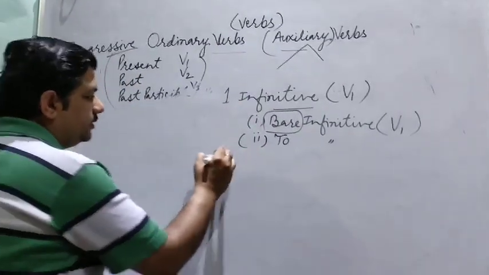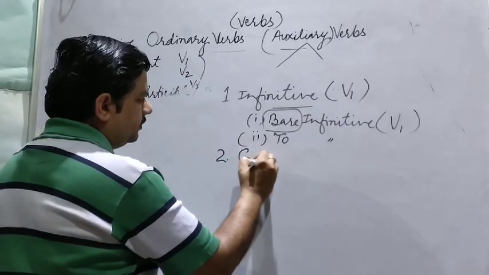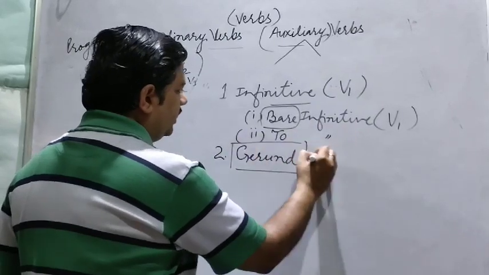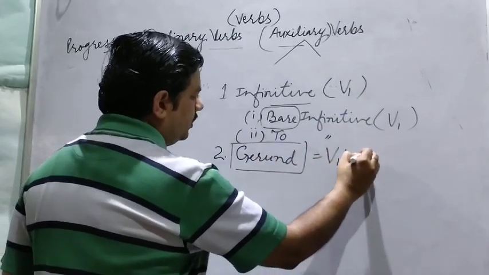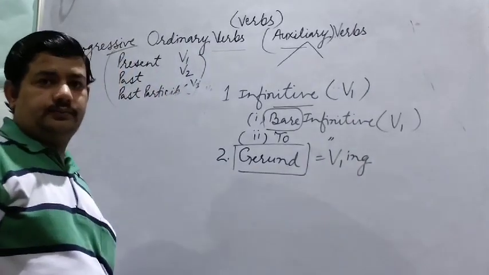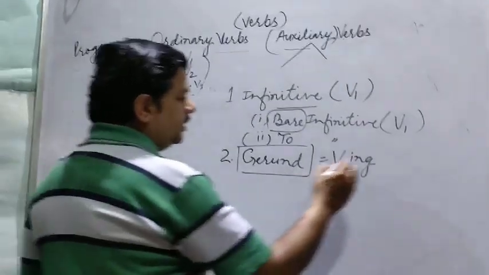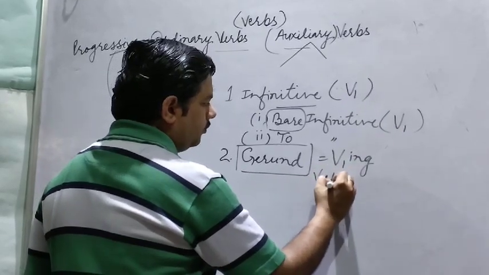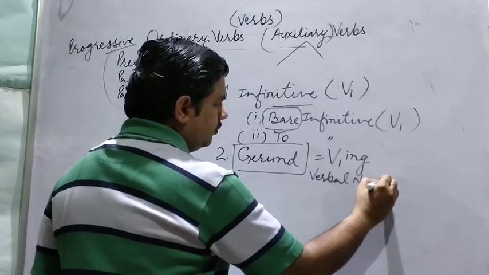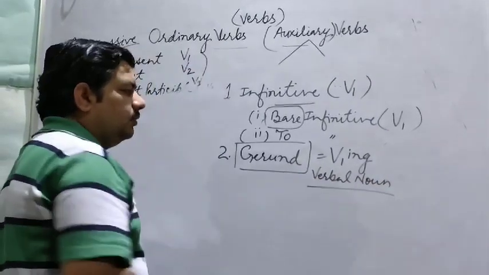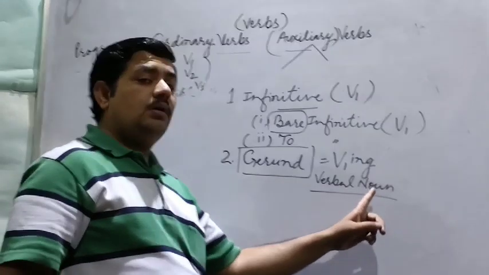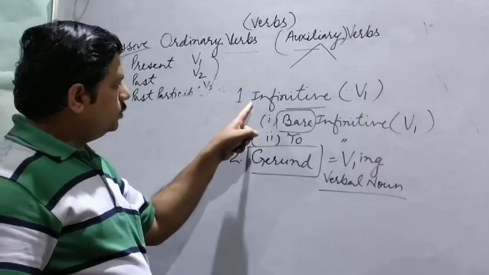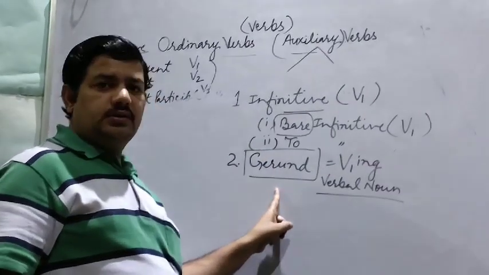Listen, next is gerund. Gerund is basically denoted by first form plus ing, and its other name is verbal. It means it does the work of a verb, but it does the work of a noun also. How it does that will be told later. So, infinitive and gerund.